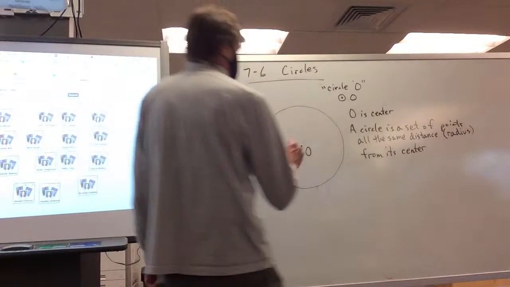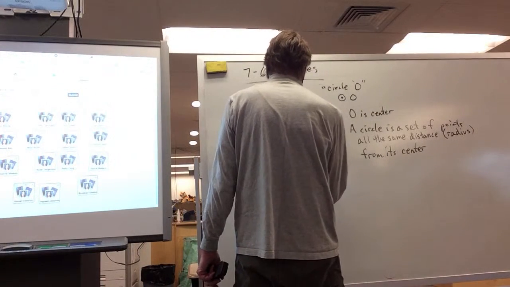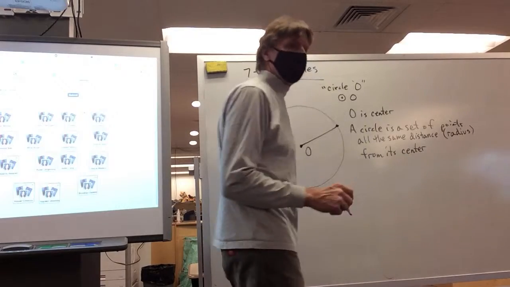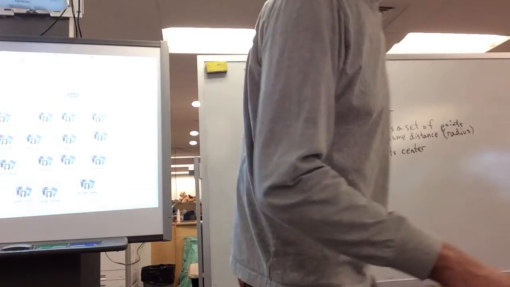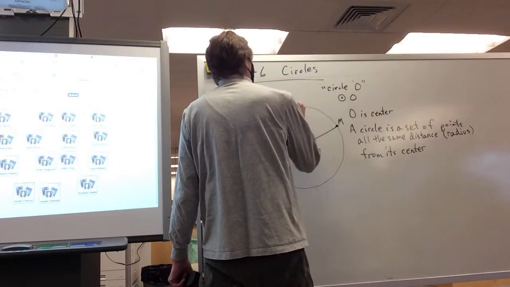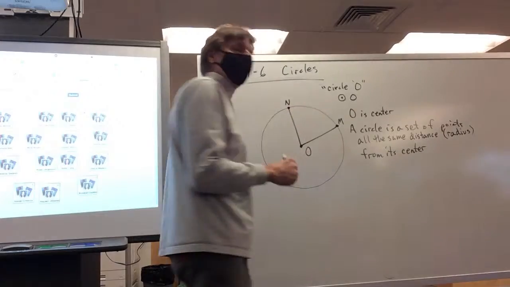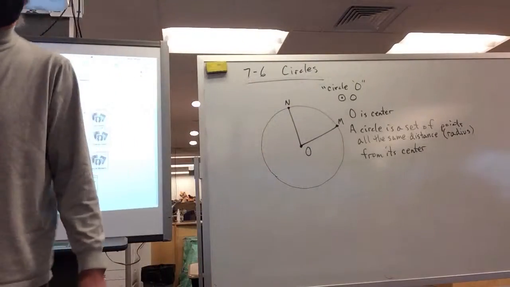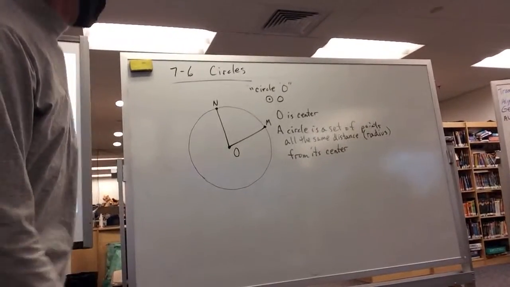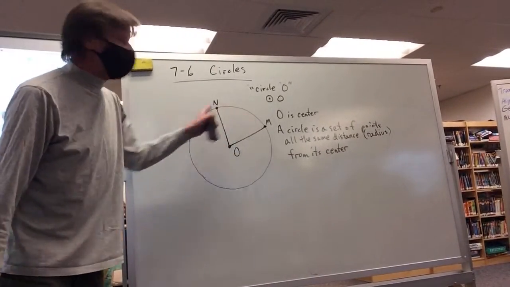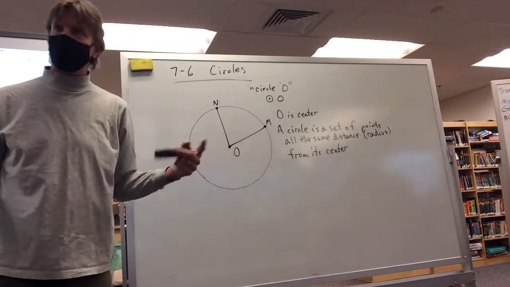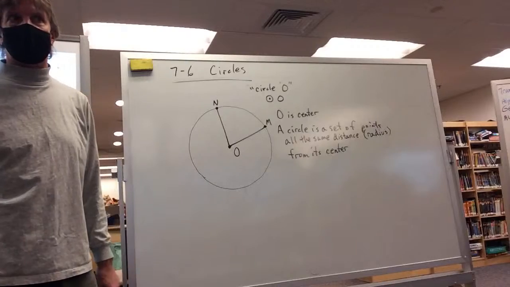So that does all kinds of things. Here's a point. I'm going to call this point M. There's another point N. So what happens is that M and N are on the circle, so we know that both of these distances from the center are exactly the same, and we call that a radius.